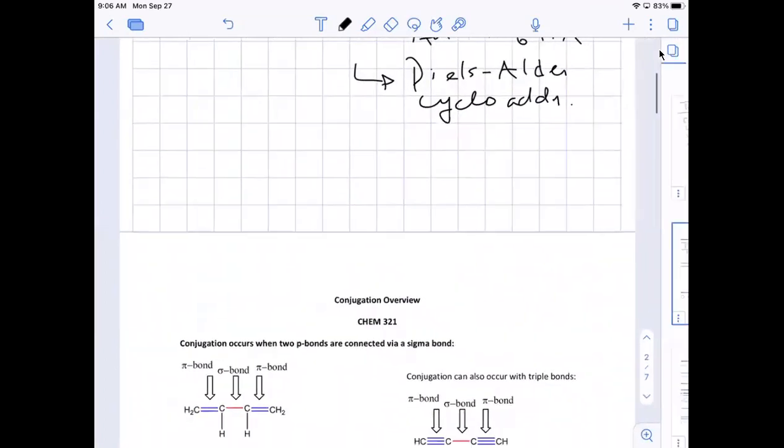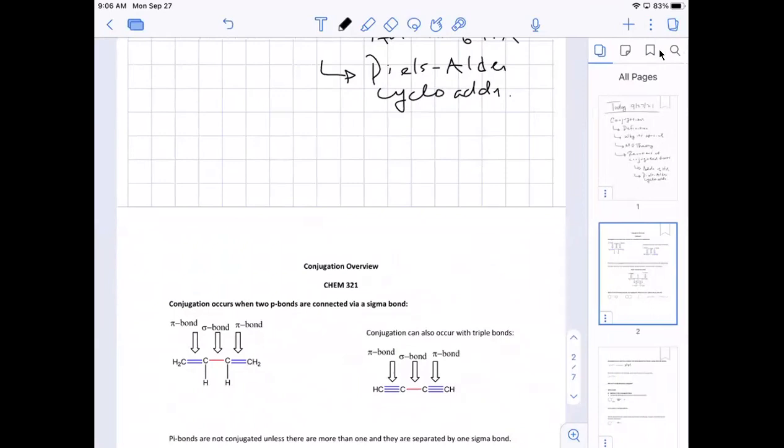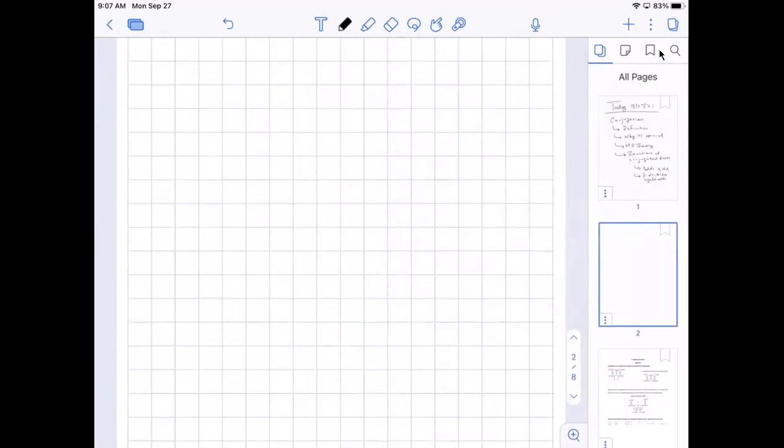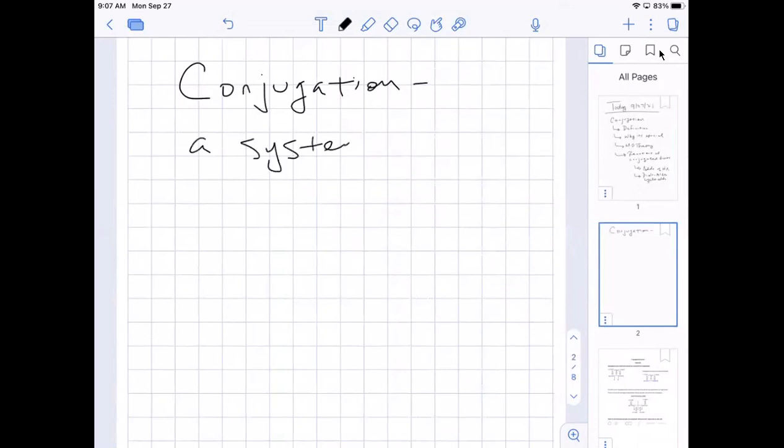All right, so can somebody give me a layman's definition of conjugation based on what you read or what you viewed? A pattern of alternating double bonds and single bonds. Oh, I was just saying it could also be triple bonds. Sure, excellent. So by definition, it is a system of alternating double and single bonds, or sigma and pi bonds. That's how I like to say it, because it doesn't have to be a double bond.